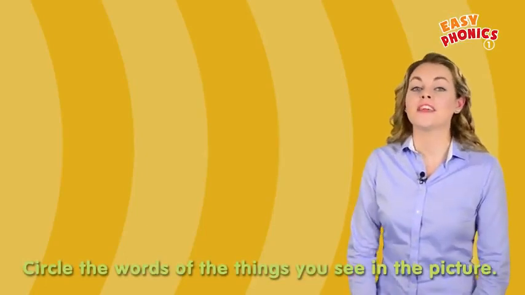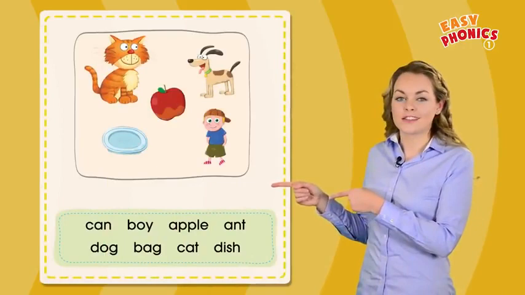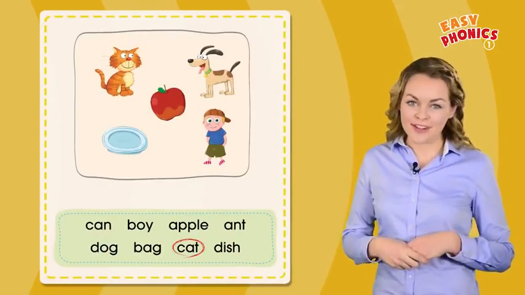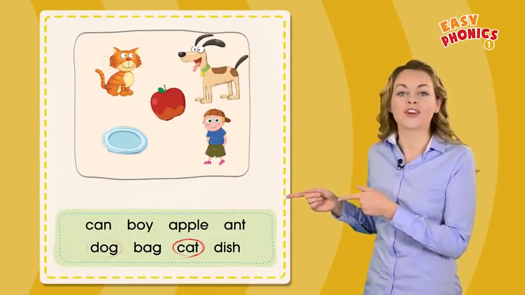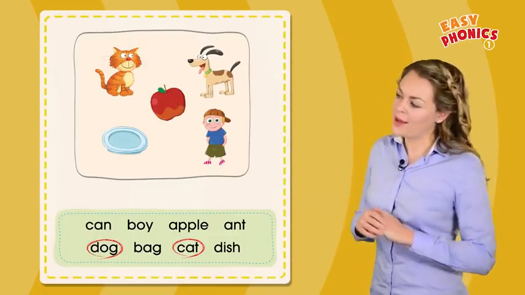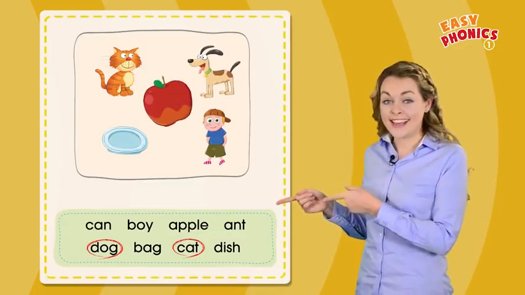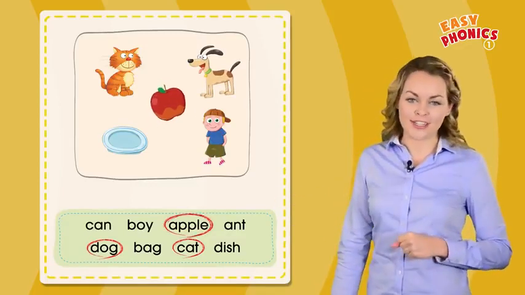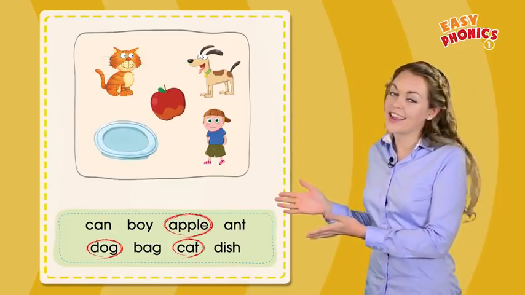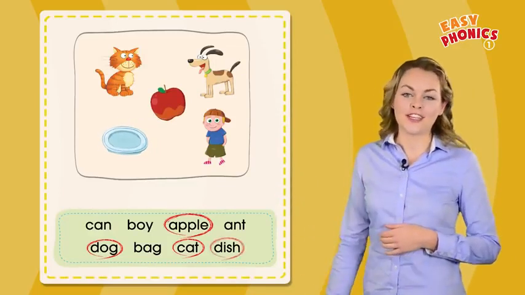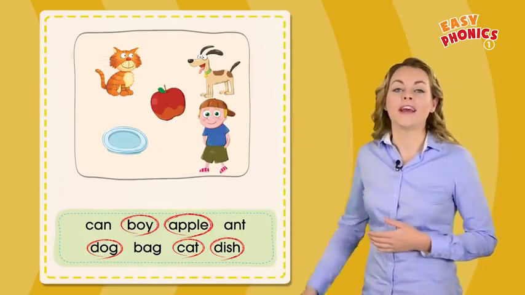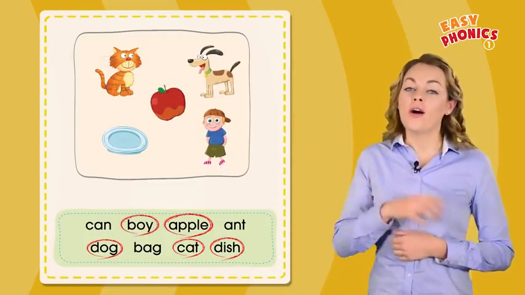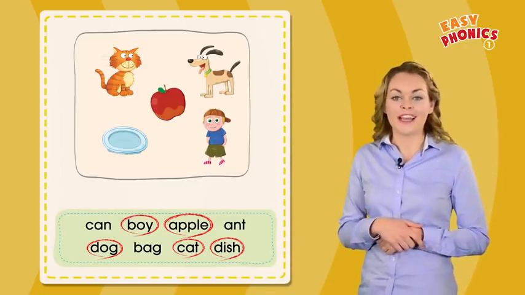Circle the words of the things you see in the picture. What is this? Do you remember? Yes, it's a cat. Very good. Okay, and next we have a dog. Good. Okay, do you remember what this picture is? Yes, it's an apple. Very good. Okay, and next it's a dish. Very good. And last we have a boy. Okay, now go ahead and circle all the words of the pictures you see in the story.